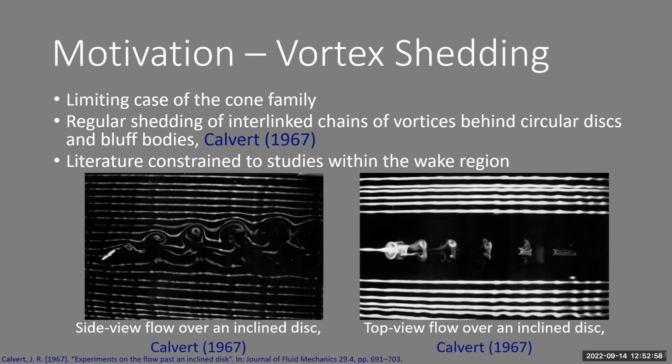Here is a side view. The circular disk is inclined at some angle here, and here is a top view. I wanted to highlight these regions here. These are the interlinked chains of irregular vortices that are being shed into the wake region. The literature seems to be constrained within the wake region, and so our work is going to focus more on the upstream effects and try to pinpoint the origins of these vortices.